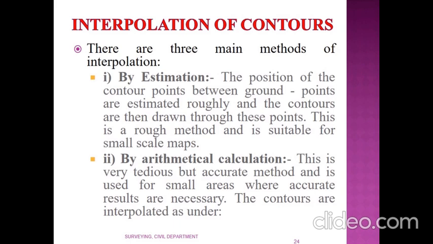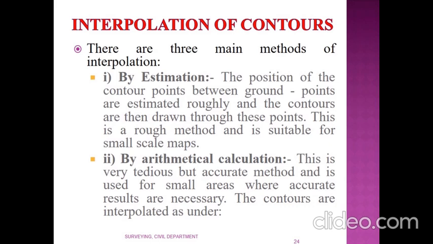So in that, two to three methods are there. Number one, by estimation. In this, the positions of the contour points between ground points are estimated roughly and contours are then drawn through these points. So this is a rough method and is suitable for small scale maps.